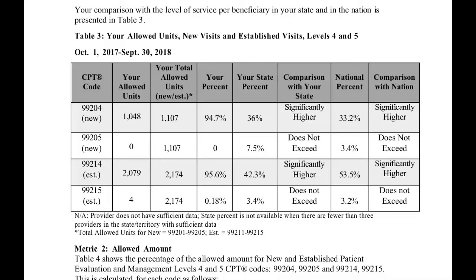And then they do have very low numbers as well for 99215. They only submitted that 4 times, which comes out to less than 1%. And that does not exceed those state or national percentages again. So it's kind of nice to have the table that spells out the results of the calculation that we just went over.